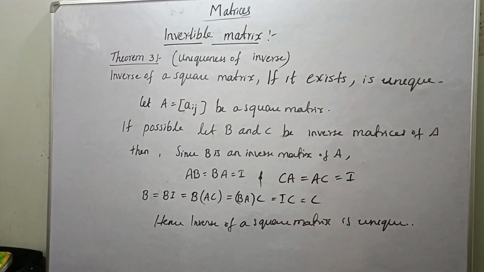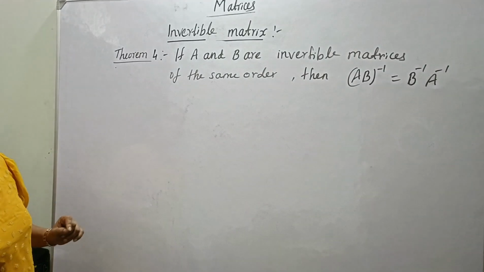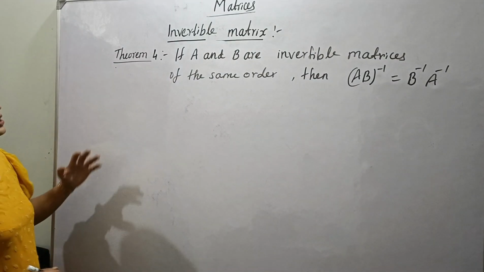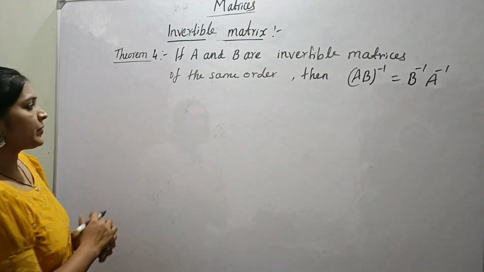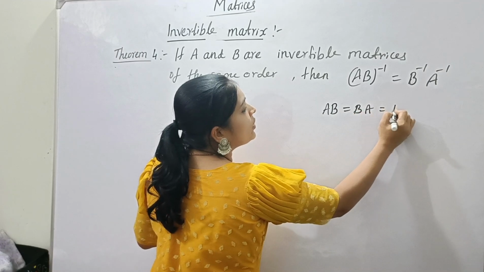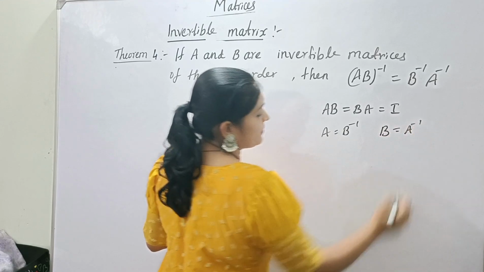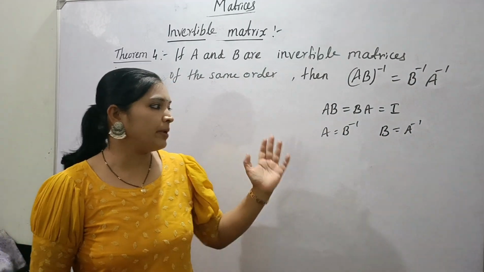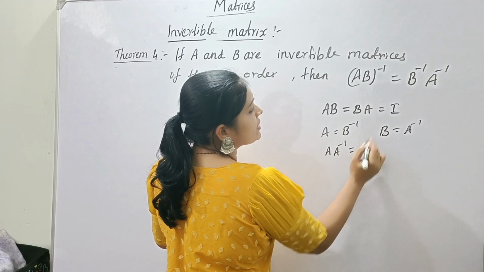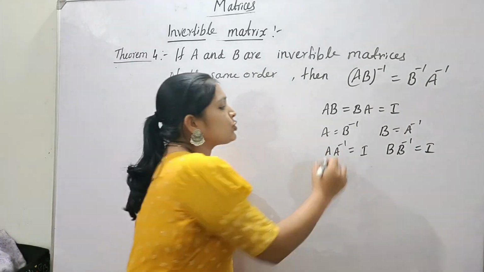Next theorem is: if A and B are invertible matrices of the same order, then AB whole inverse is equal to B inverse into A inverse. Here, given that A and B are invertible matrices, by the definition of invertible matrices, we know AB is equal to BA is equal to I. Or we can write A is equal to B inverse, B is equal to A inverse, that is, A is the inverse matrix of B and B is the inverse matrix of A. Let us substitute here. We can write A into A inverse is equal to I, or B into B inverse is equal to I.